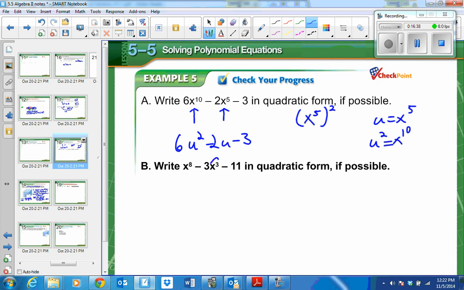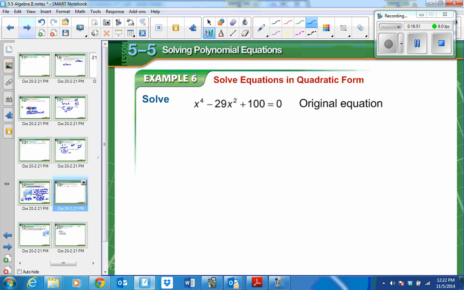Down here, our middle variable portion is x to the 3rd. If we square that, we get x to the 6th. That does not match the variable portion of our lead term, so this cannot be put into quadratic form.